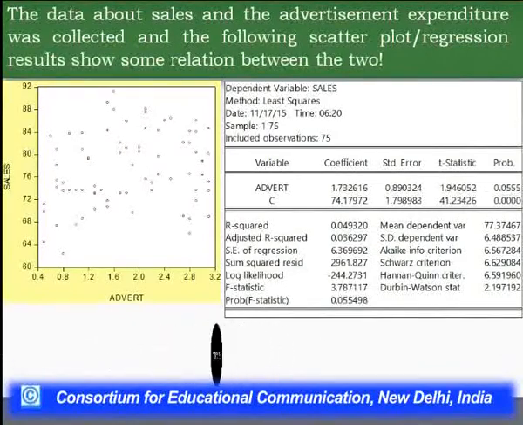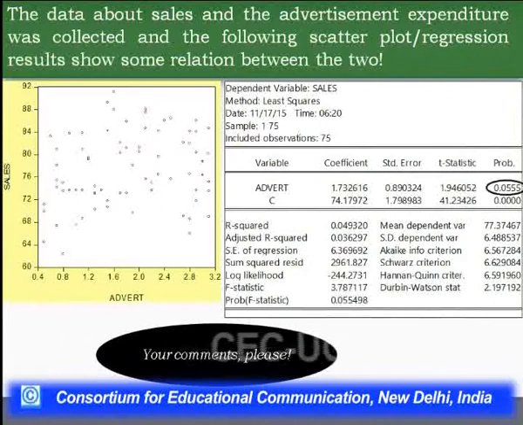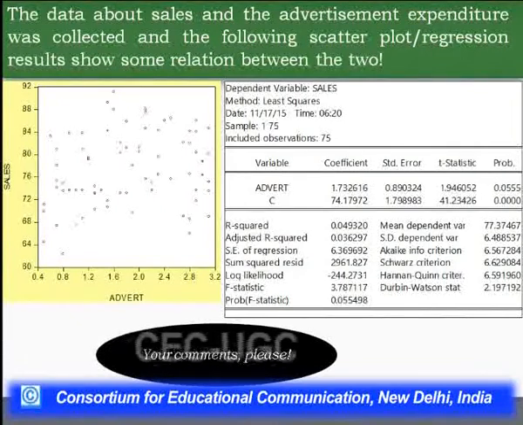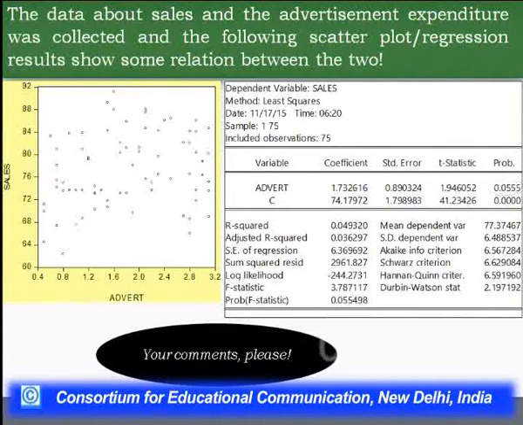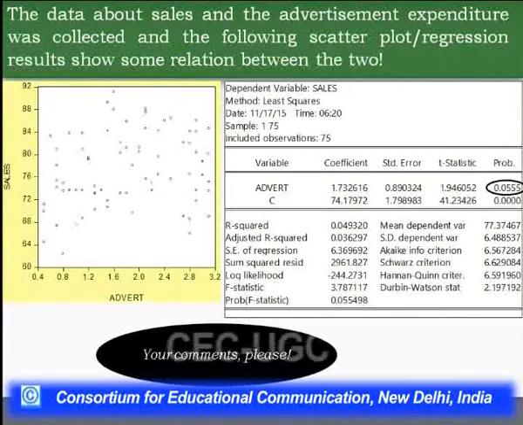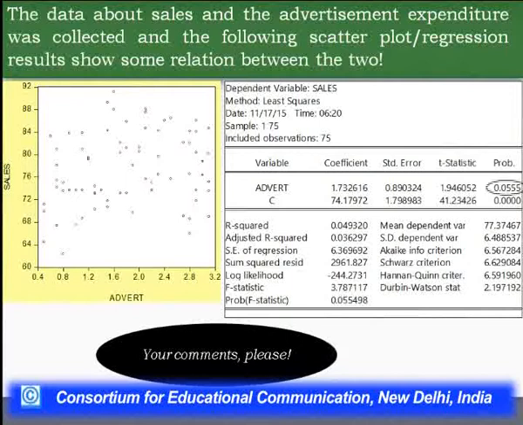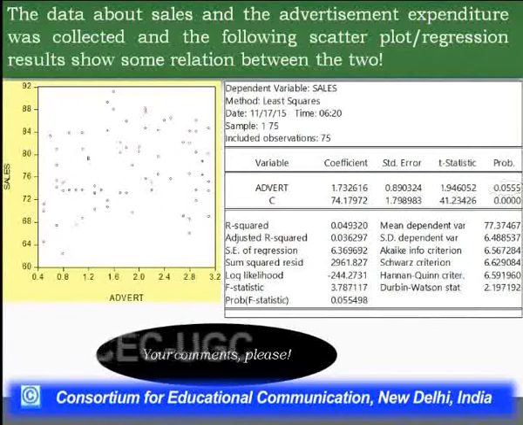The data about sales and the advertisement expenditure was collected, and the following scatter plot and regression results show some relation between the two. So here the dependent variable is the sales, the independent variable is the expenses, and the method which we have used here is the least squares method. So the observations are as follows. The variables are advertisement, the coefficient, standard deviation, t statistics, and the probability. So if you see the probability, it is coming to be 0.05. The t statistics is also near to 1.